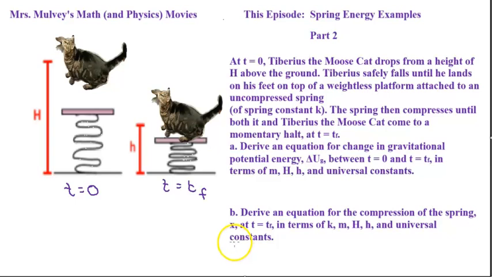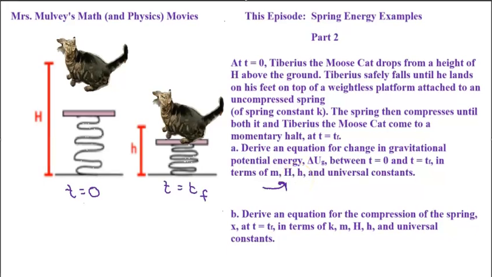We're supposed to derive an equation for the change in gravitational potential energy, delta U sub g, between t equals 0 and t equals t sub f, in terms of m, capital H, lowercase h, and universal constants. Keep in mind, when you are given these terms to use, you may not actually use all of the terms. Sometimes you will, sometimes you won't. So let's actually answer this question.